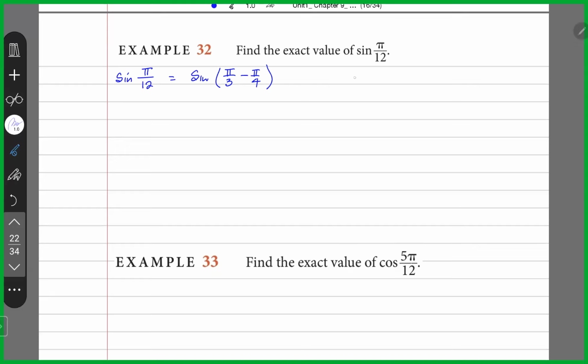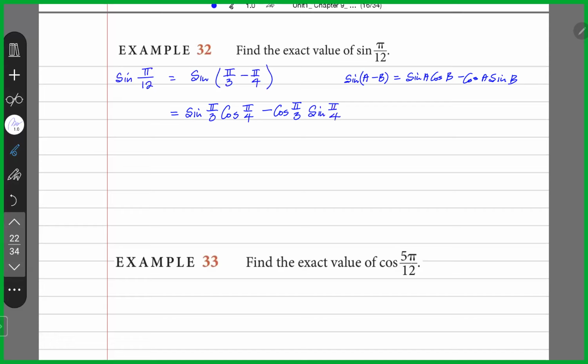So using the compound angle formula, sine of A minus B is equal to sine A cos B minus cos A sine B, we could say that sine of pi by 3 minus pi by 4 is the sine of pi by 3, the cosine of pi by 4, minus the cosine of pi by 3, the sine of pi by 4.